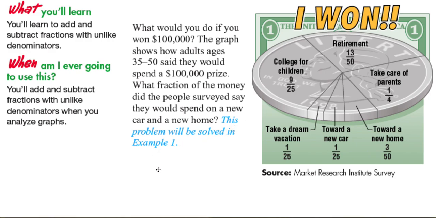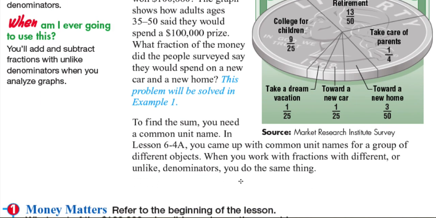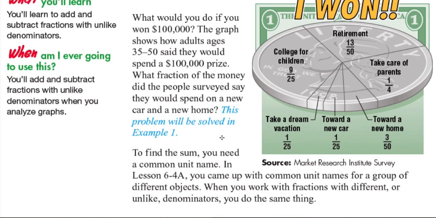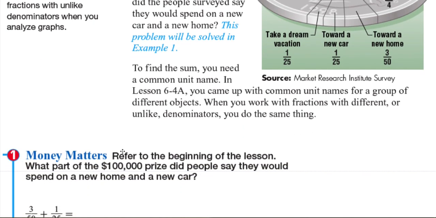To find the sum, you need a common unit name. You came up with common unit names for a group of different objects. When you work with fractions with unlike denominators, you need to do the same thing. Remember what we did in 6-3: to add fractions, we need the same denominator, so we can only add the numerators. In this case, we need the same denominator to be able to add the two fractions.